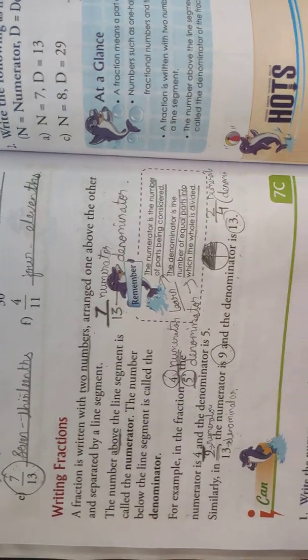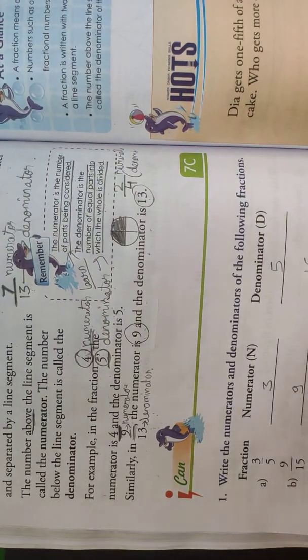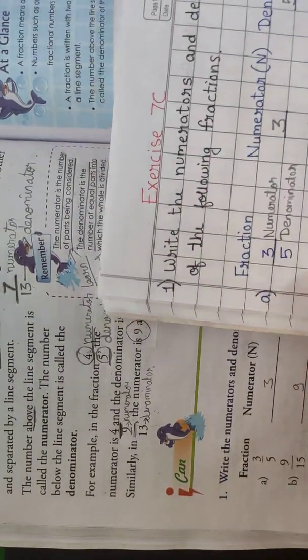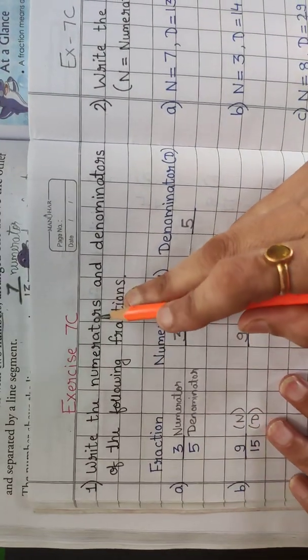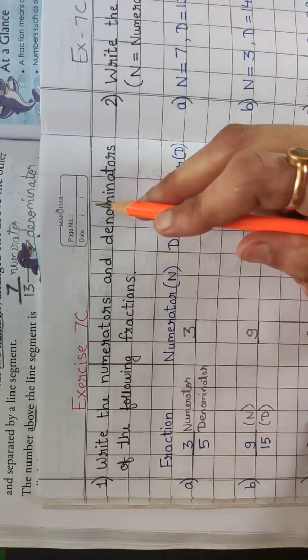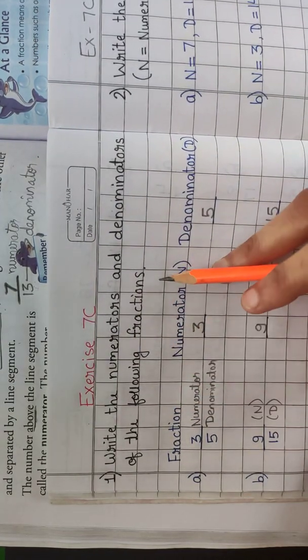Okay students, now come on exercise 7C. Okay, so you will take out your copy students, exercise 7C. You will write today's date here. Okay, so write the numerator and denominator of the following fractions.